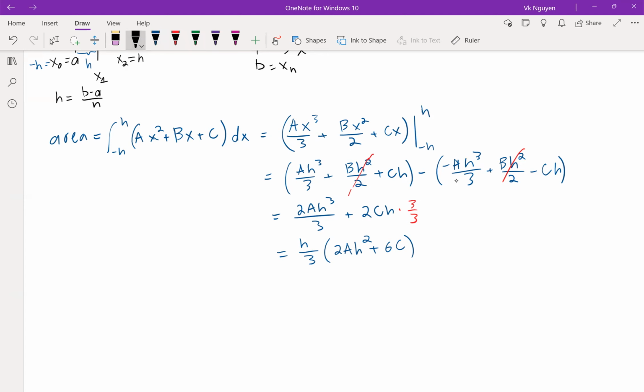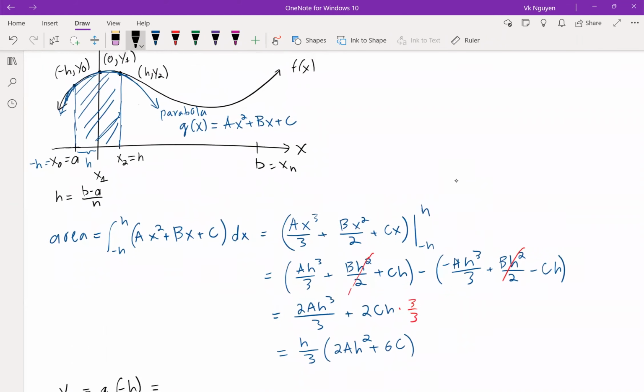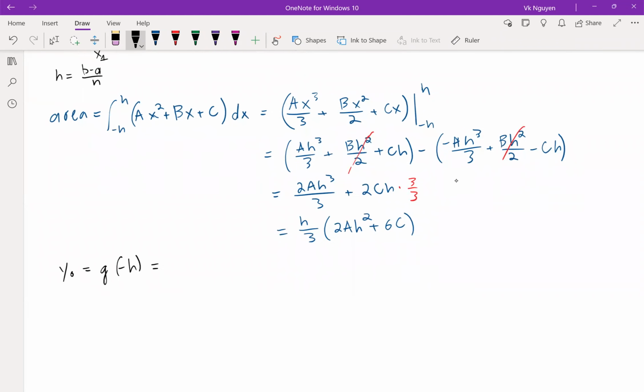Let's take a look at the y sub 0. y sub 0 is g of negative h. According to this one, y sub 0 is g of negative h, that is ah squared minus bh plus c. y sub 1 is g of 0, so that's just c. y sub 2 is g of h, and it's ah squared plus bh plus c.